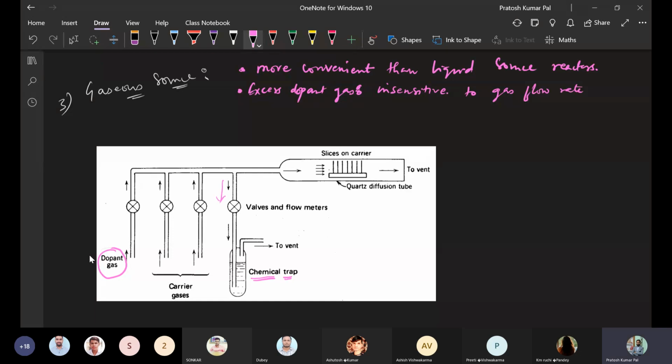gas flow rate. Whatever gas we provide, we generally provide an excess amount of dopant, because the system we use for diffusion is insensitive to the rate of gas flow we provide. Even if we provide excess dopant, it is not going to deposit a large amount of atoms on the silicon surface, but generally it is given to have an excess amount of dopant gases.